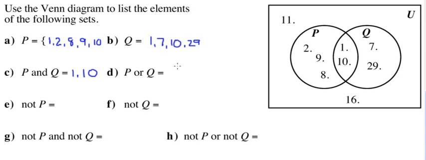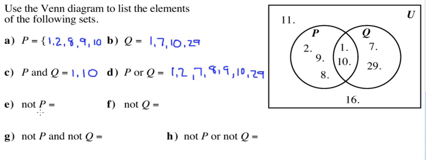P or Q means either circle is good enough. So we're going to get everything in this circle combined with everything in that circle as well. That's going to be 1, 2, 7, 8, 9, 10, 29. 10 happens to be in both circles, but that doesn't get it any special treatment here. It just gets listed. It's overqualified, but whatever.